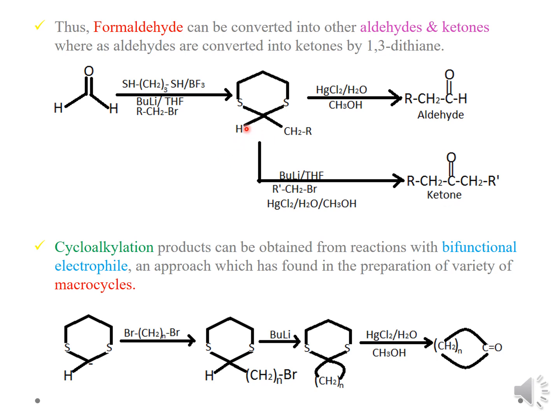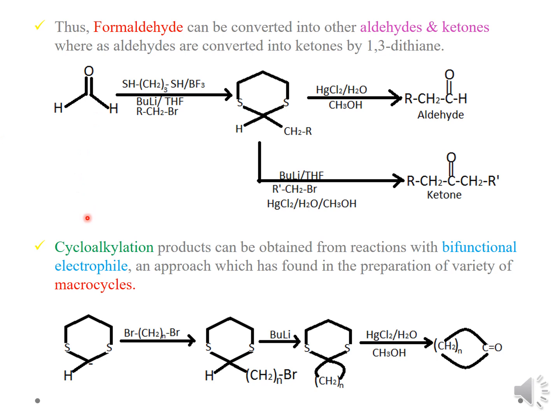Here what happens is the attack on this molecule, RCH2Br. First it will generate the carbanion, then this subtracts the proton from here, and lithium bromide gets cleaved out upon addition of the R-CH2. Once it gets added, upon addition of mercuric chloride, water or methanol, it gets deprotonated and then deprotected, and after that it results in the ketone molecule.